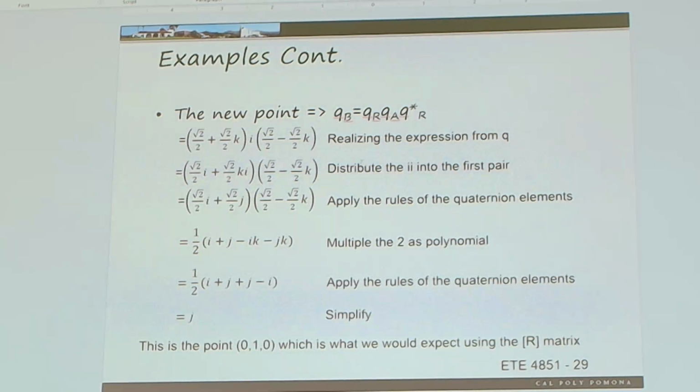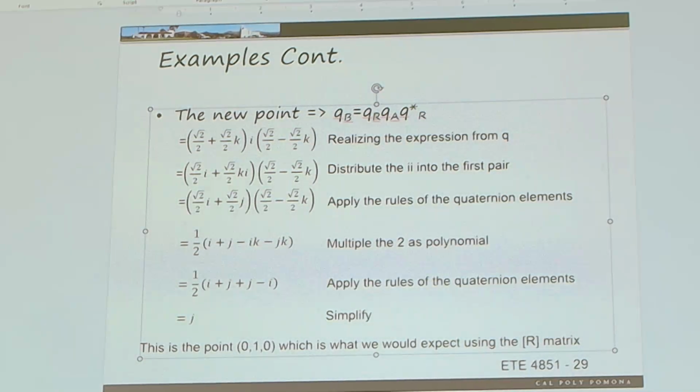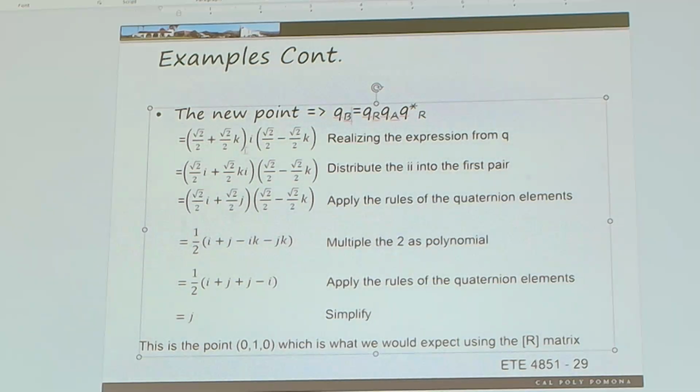Right, so here we have the other one. So we do the I and the J as well. So we compute the real and the I and the J. So putting these together, the quaternion of B becomes QR times QA times QR conjugate, which is what we're doing right here.